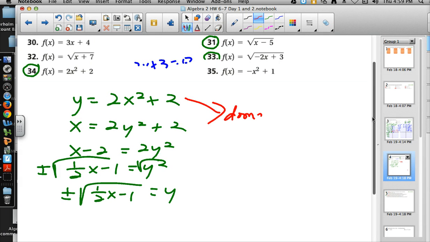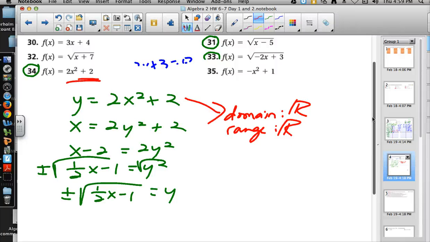Domain and range on the original. There are no square roots, no fourth roots, no sixth roots, no even roots. There's no division, so the domain and range are all real numbers for number 34. Domain and range are all real numbers. Now, you think about that all real numbers piece, but you realize there is a cutoff for the range.